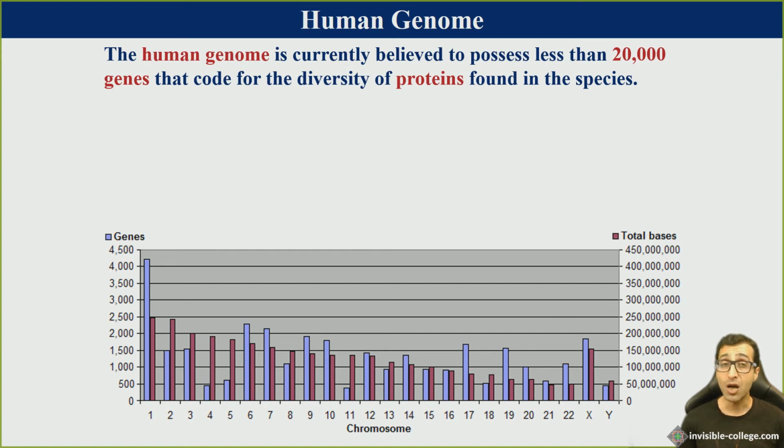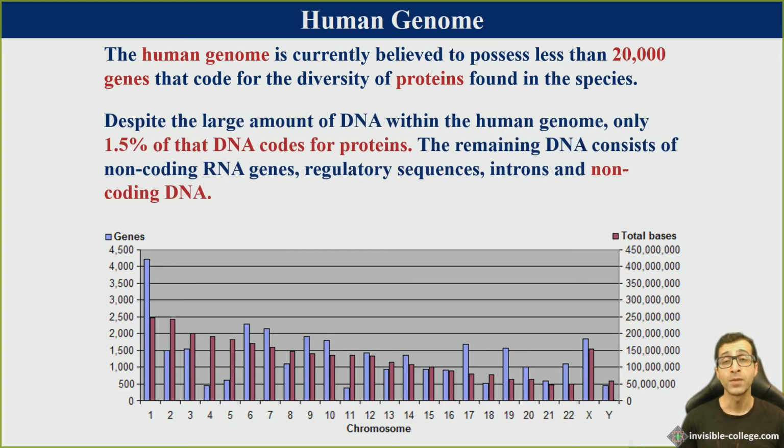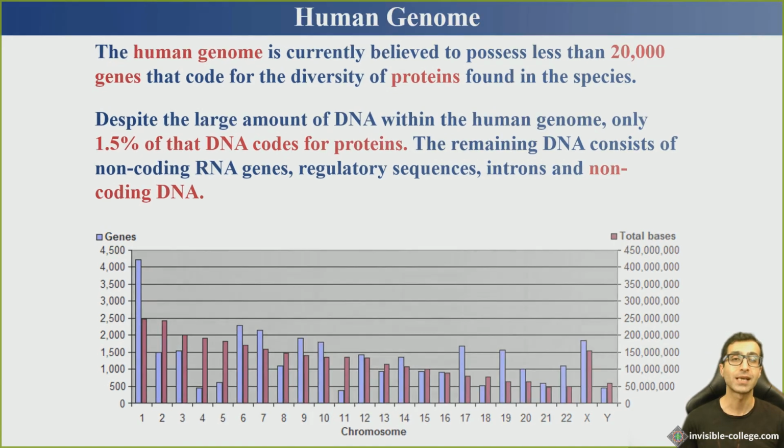Now, despite the large amount of DNA within the human genome, only 1.5% of that DNA actually codes for proteins. The remaining DNA consists of non-coding RNA genes, regulatory sequences, introns, and non-coding DNA. Non-coding DNA used to be called junk DNA, but now it's called non-coding DNA.